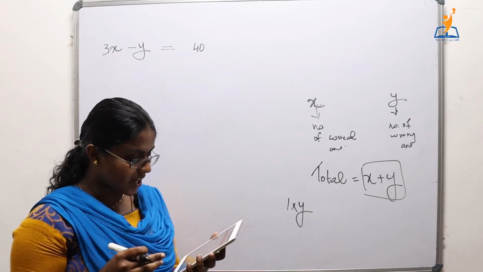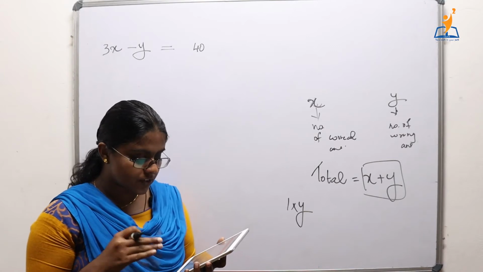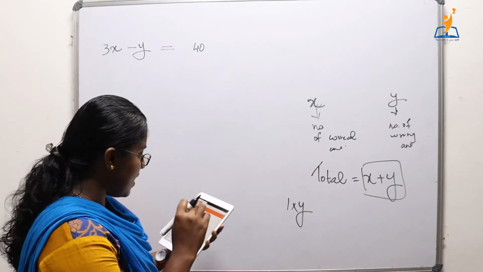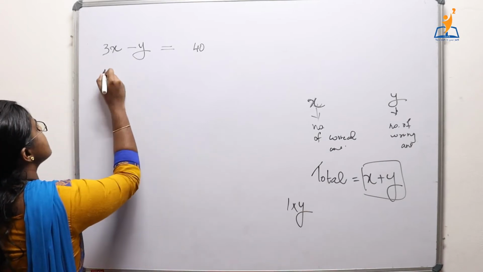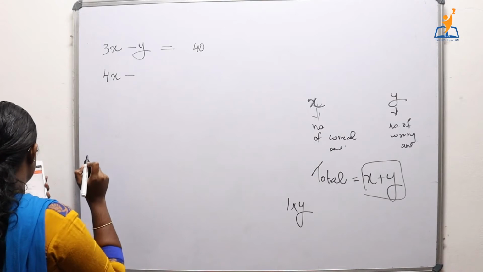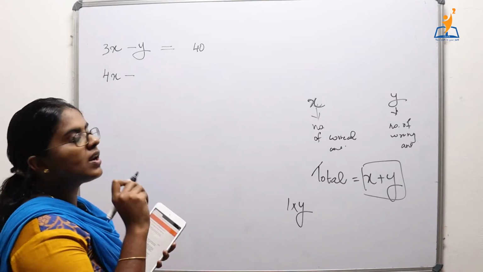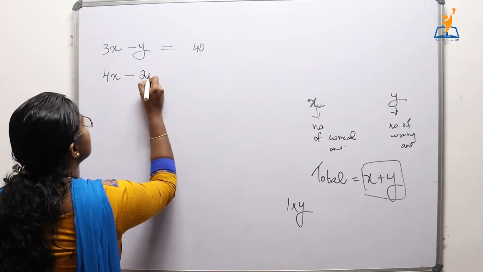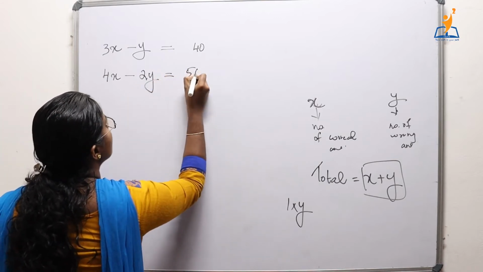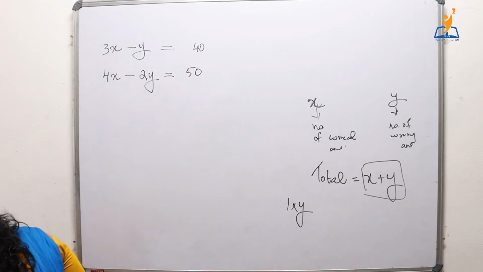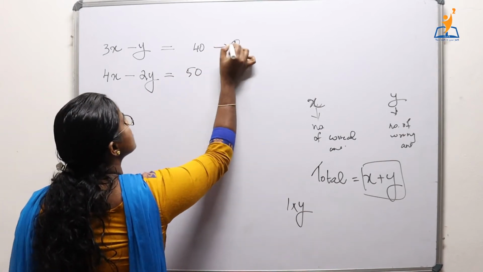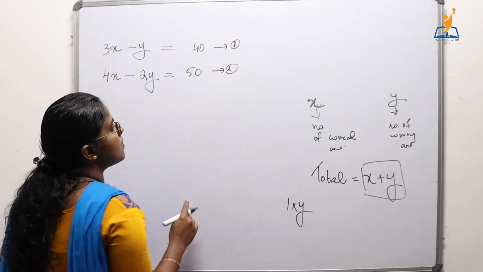Now, next condition, he would have scored 50 marks if 4 marks been awarded for each correct answer. 4 marks for correct answers. And what is the deduction given? 2 marks for each wrong answer. Deducted 2 marks for each wrong answer. And he would have scored 50 marks in the exam. So, these are the conditions given. This is our equation number 1.